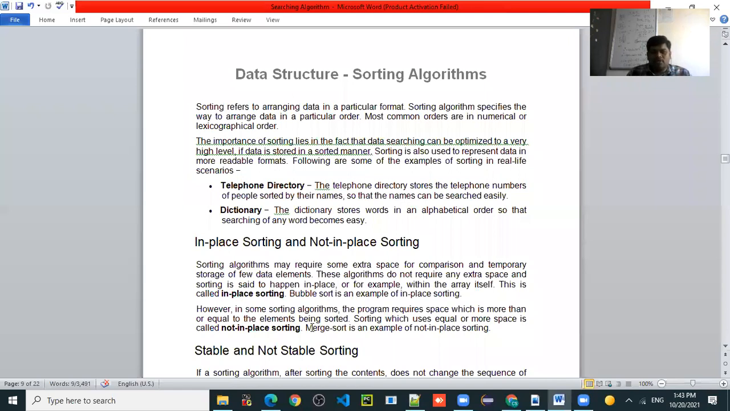Now, important things we need to consider in the sorting algorithm. The importance of sorting lies in the fact that the data, some statement is given. So first we'll read it out, and after that we'll go through this, and then we'll discuss the algorithms.